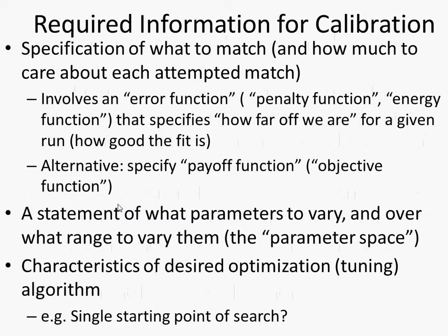So in order to undertake this calibration, there are several pieces that are needed. And this is true regardless of whether we're working in Vensim with stock and flow models or in AnyLogic with the optimization functionality it provides. We need to specify what we're trying to match, what empirical data, and what parameters to vary, over what ranges to vary them, and any characteristics of the desired optimization output. Whether you have a starting point for the search, how do you know when you've gone far enough, et cetera.